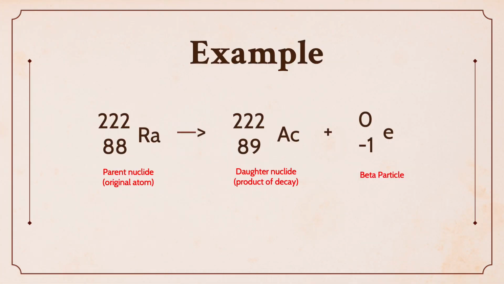Here we have our original parent atom, radium-222. And by the way, the beta particle can simply be represented by an electron. Looking at the resulting daughter nucleus, actinium-222, radium has gained a proton and has changed its element identity. Notice how the mass number doesn't change though, as we saw in alpha decay, because the total number of protons and neutrons in the nucleus of this atom remains the same.